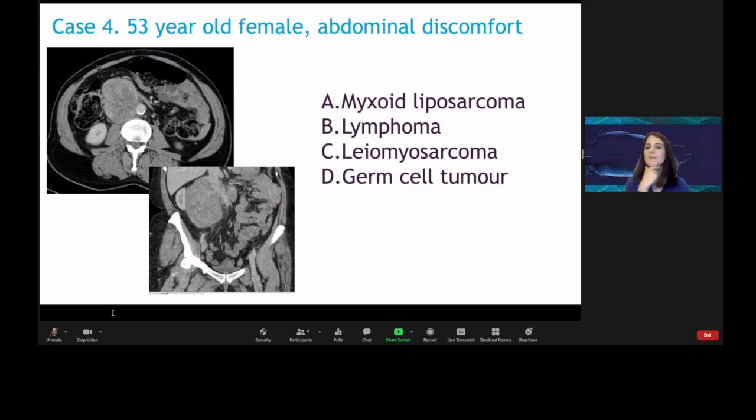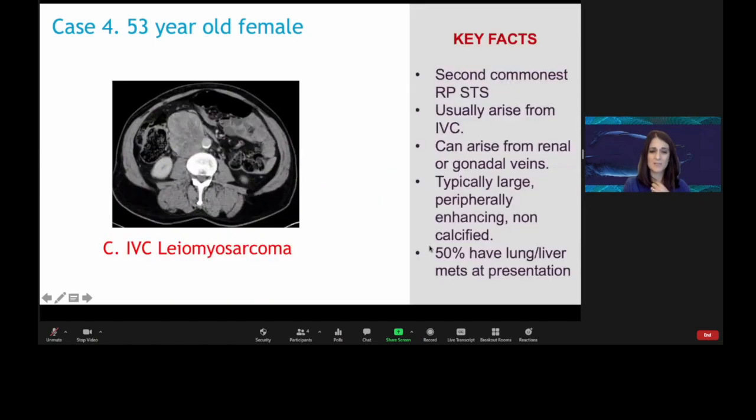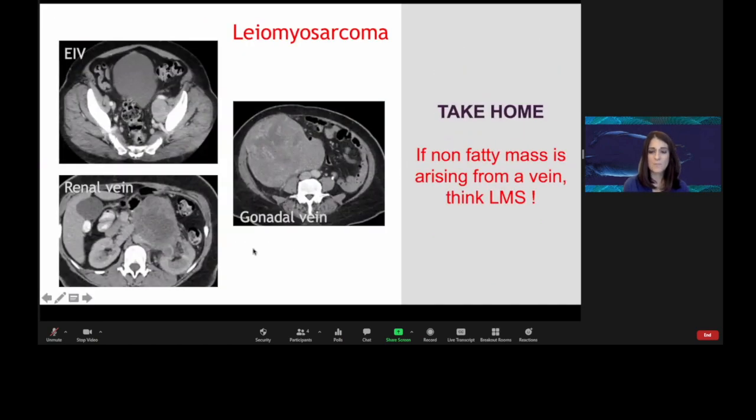So I think most of you, 85%, thought this was a leiomyosarcoma, and that's absolutely what it is. It's a mass completely replacing the IVC. This is a classic appearance for leiomyosarcoma. They usually come off the IVC, but they can occur off absolutely any venous structure. And unfortunately, about half of these will have metastasized by the time that they present. So the take-home message is, if it's coming off a vein, think leiomyosarcoma.